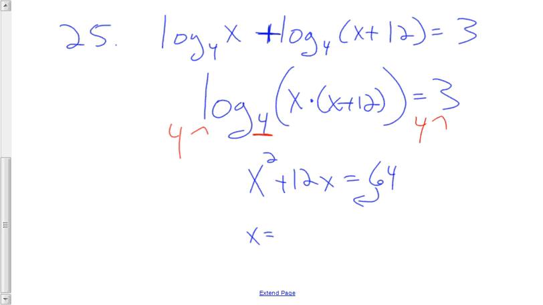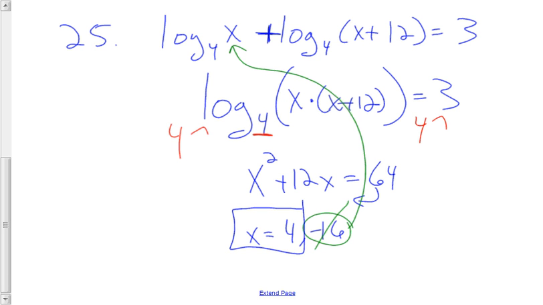I believe you'd get x equals 4 and negative 16. Now, we have to see if they both work because you cannot log a negative number. And it looks like if you plug negative 16 in, you'd be logging negative 16, and that's undefined. So the solution is only 4.